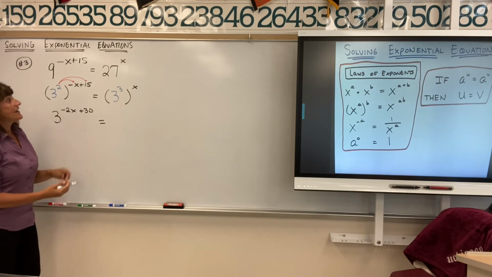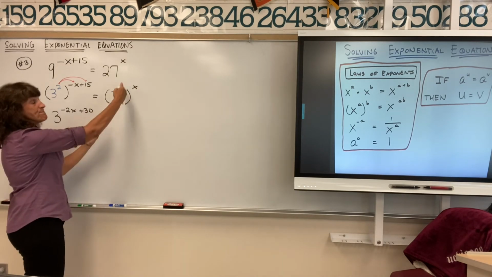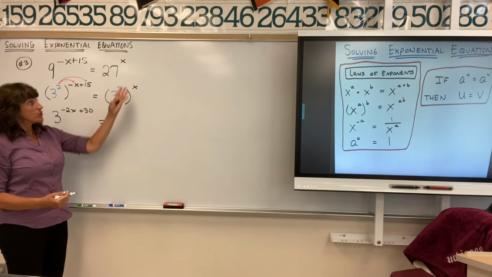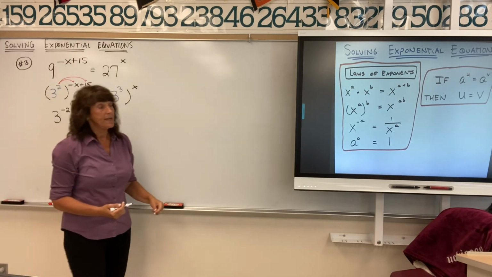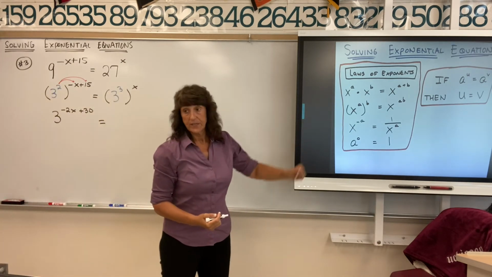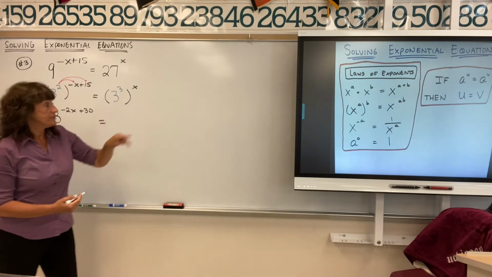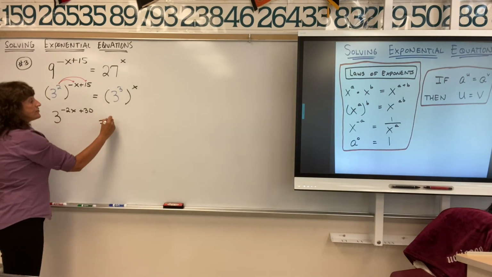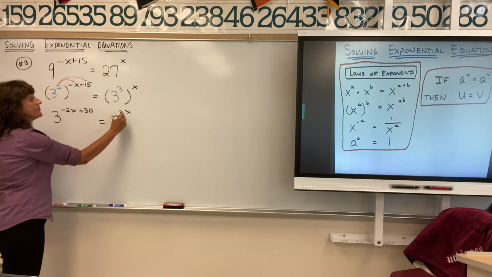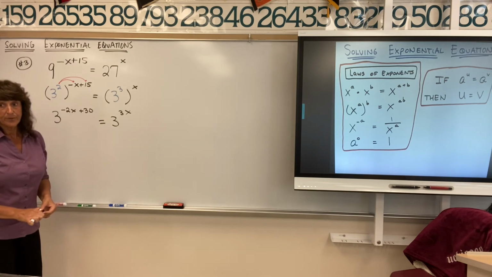On the right side, again, you have a power raised to a power, so keep the base and multiply the exponent. That's the second law situation. So 3 raised to the 3 times x power. Keep the base, multiply the exponents.